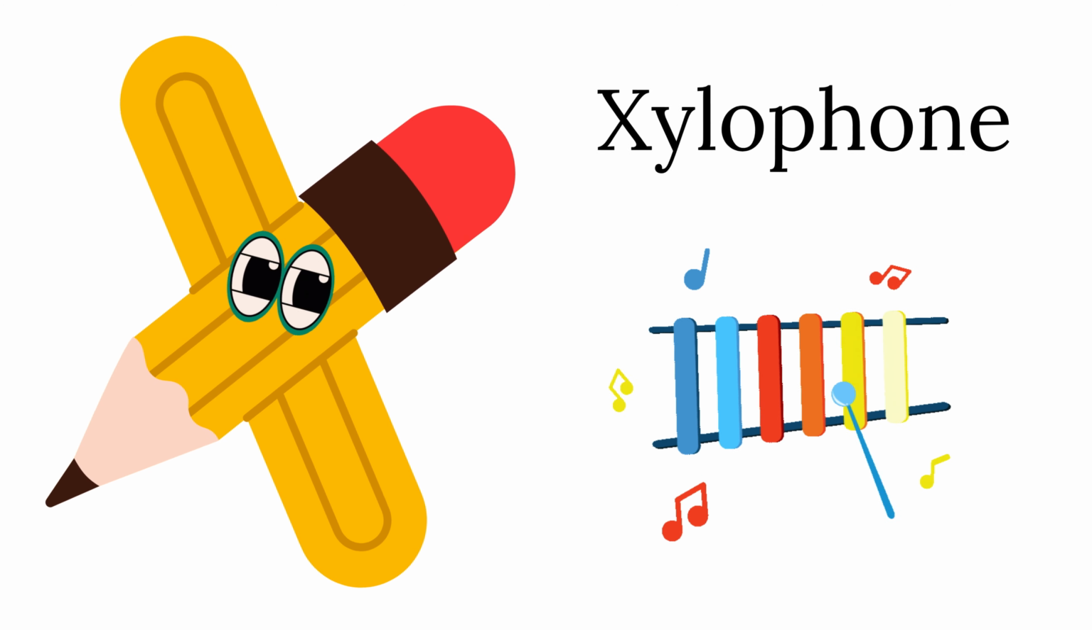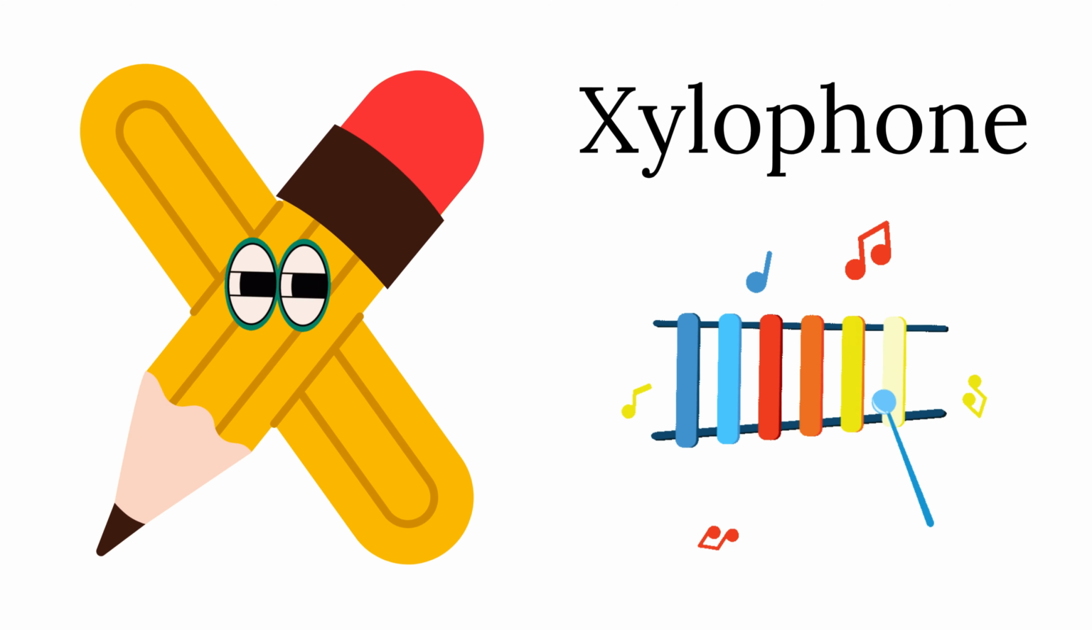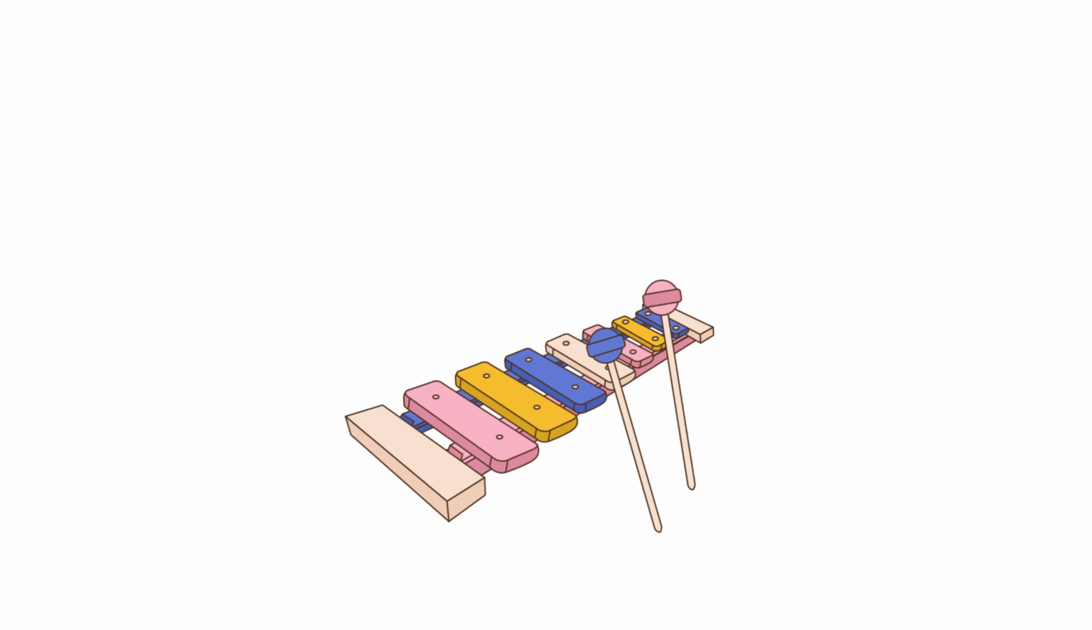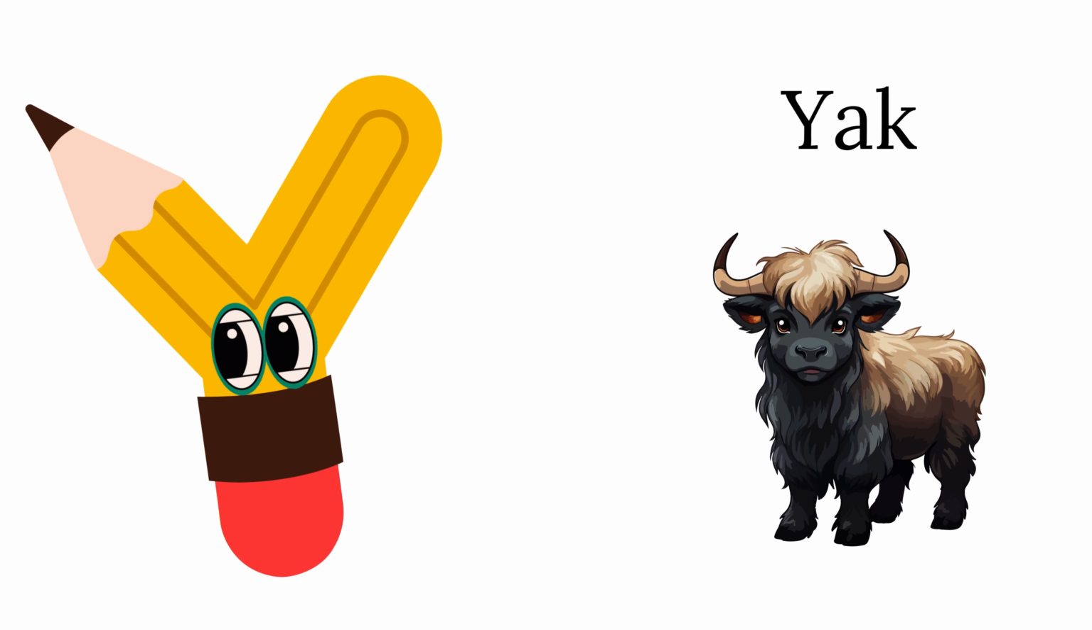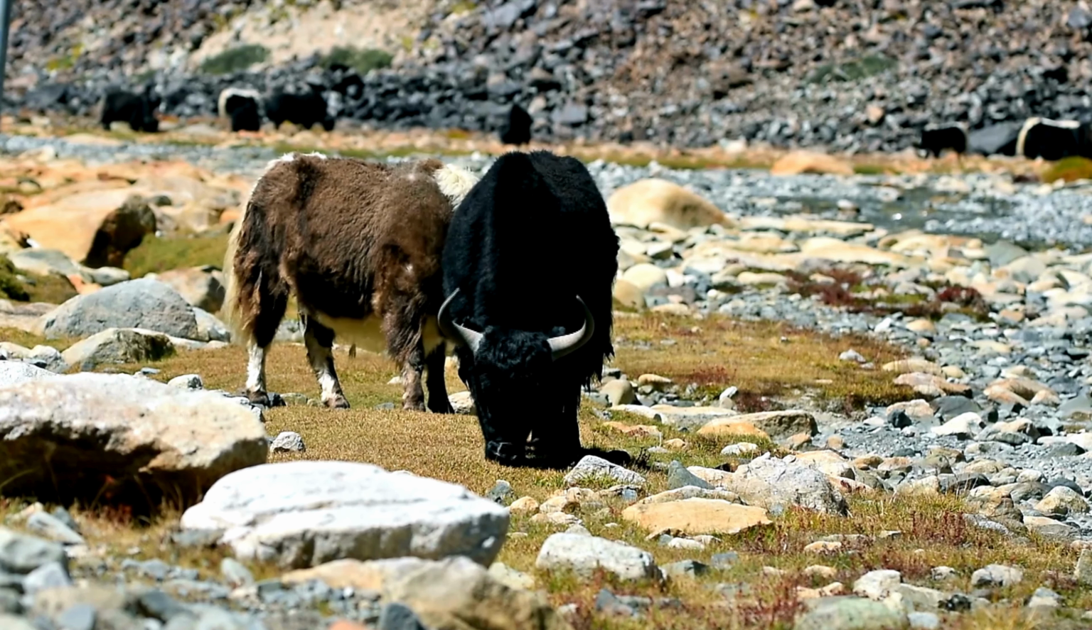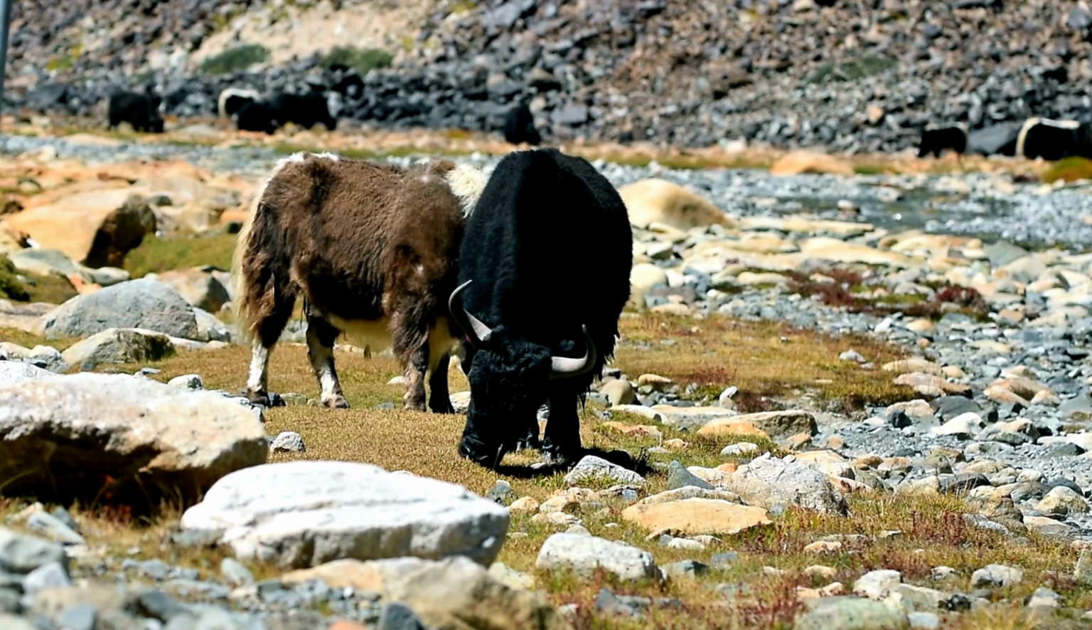X is for xylophone, X, X, xylophone. Y is for yak, Y, Y, yak.